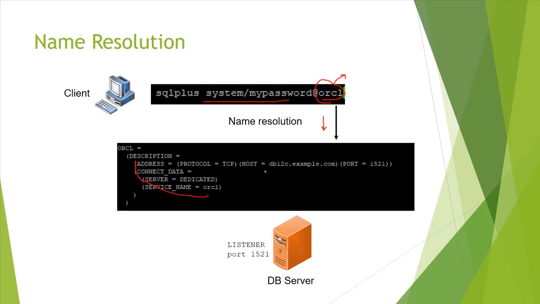This is the connection descriptor, which provides the host where the listener exists, the port of the listener, the protocol of the listener, and the service name of the database. The service name of the database is by default equal to the global name of the database, which is the database name dot domain name. In case you don't have a domain, the service name is equal to the database name. You can create many service names for a single database by using dbms_service in case of a single node database, or by using cluster utilities to create services in case you have a RAC environment.